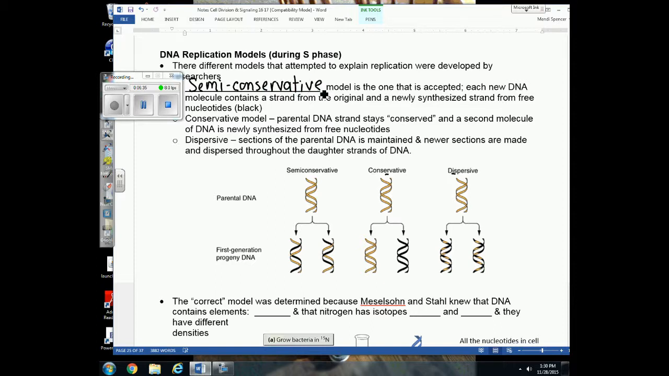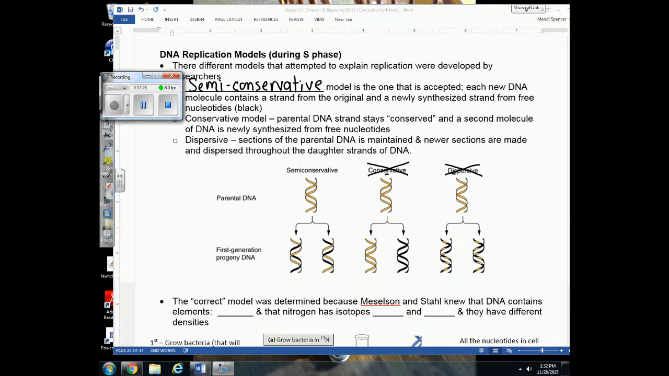I'm going to go ahead and mark through the names of the others so you know that these models are no longer accepted. At one time, though, we did not know which model of replication was the correct one. And it took the work of 2 researchers, Meselson and Stahl, to actually figure out that the semi-conservative way of replication was the accurate one.